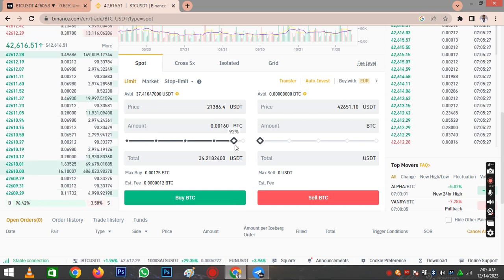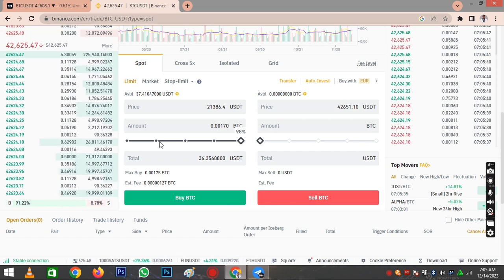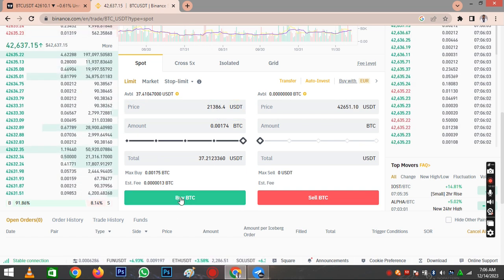How much do we have in this account? We have a total of $37 in this account currently, because I deposited this into the account. If we slide this down to this point, we get 25%. We slide it to the middle point, we get 50%, which is 18. We slide it to this point, we get 75%, which is 27. Move it down to this point to get 100%, which is the total money we have in our Binance account. So if I click on buy on a limit order, you would see it will just initiate.